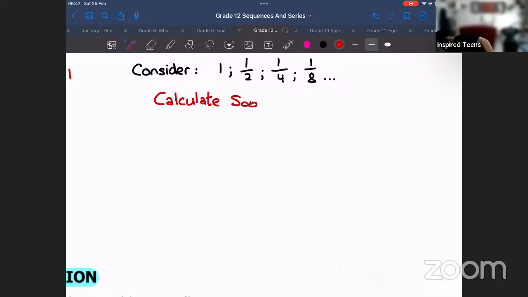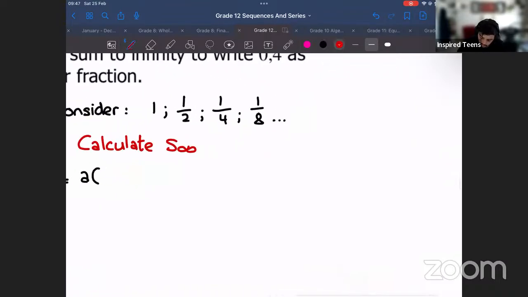Okay, so we have a pattern. They say consider 1, a half, a quarter, and 1/8. They say calculate S infinity. Firstly, we know that S infinity is equal to A, open brackets. We have 2 formulas. Let's first calculate R to know which formula we want to use. Remember, R is equal to T2 over T1. So T2 is a half over 1, which tells us that R is a half. So it's multiplying by a half each time.